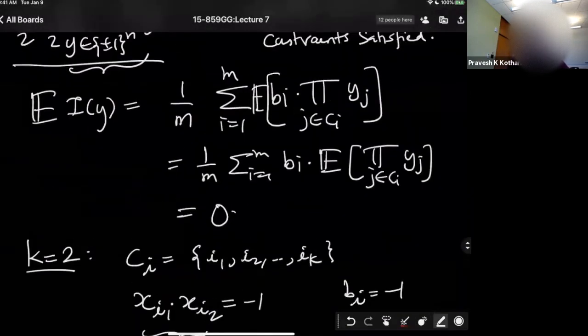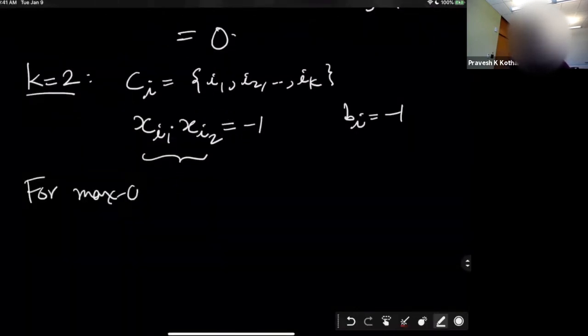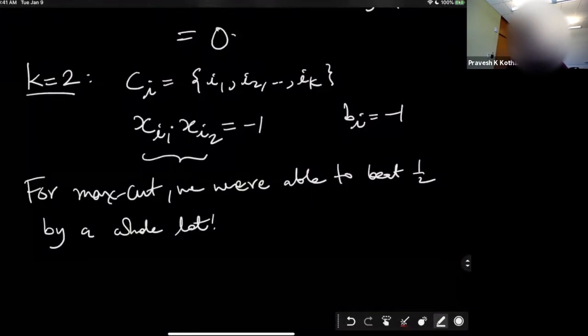In some sense, what we just saw is like the analog of the random assignment algorithm for max cut, which was a random cut algorithm. So it's not much of a surprise that that extends. But remember, for max cut, we were able to beat half by a whole lot. In fact, we were able to get a 0.878 approximate assignment.